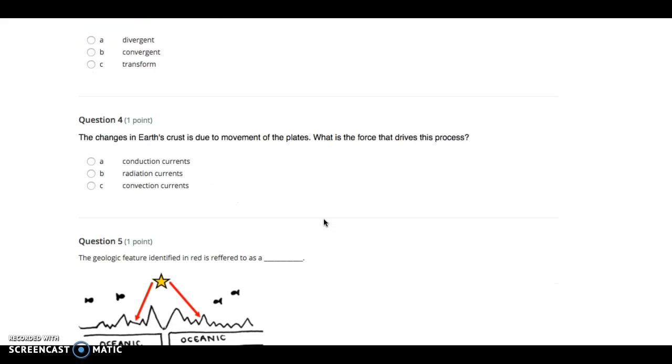Question number 4. The changes in Earth's crust is due to movement of the plates. What is the force that drives this process? A. Conduction currents, B. Radiation currents, C. Convection currents.